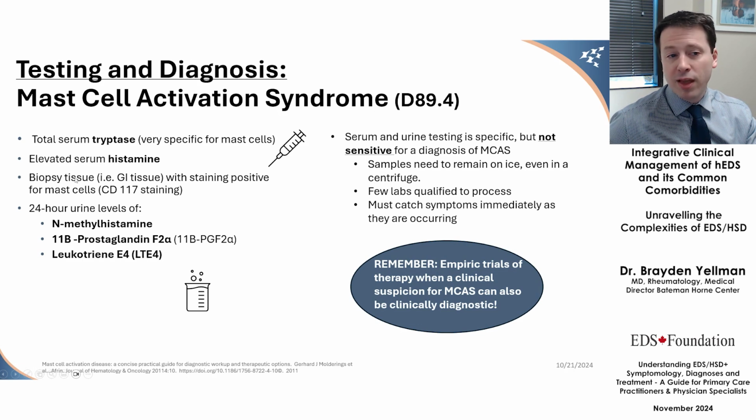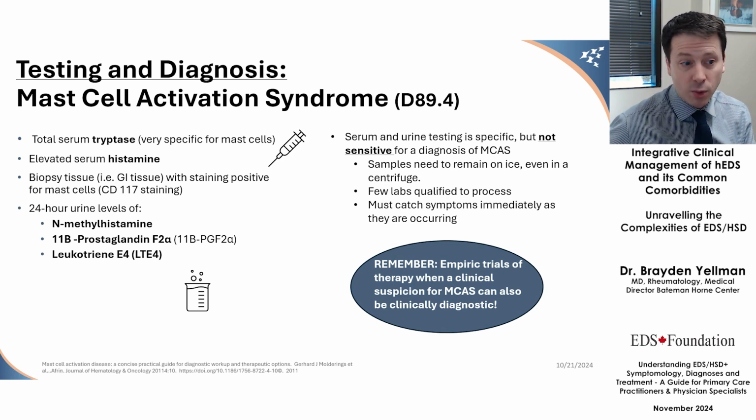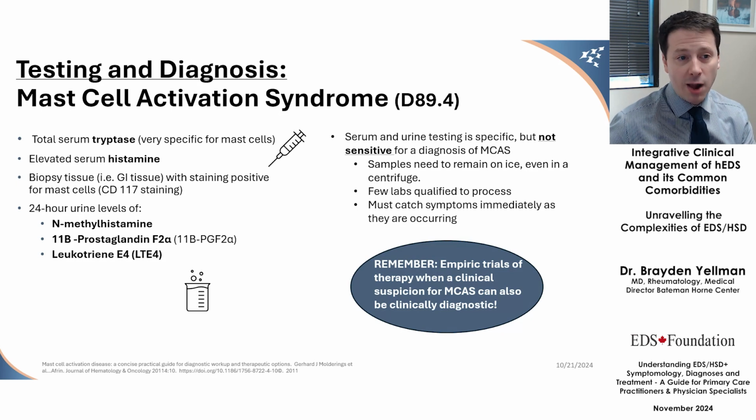The second thing that I reach for is a biopsy of tissue, especially GI tissue, and you want to do a CD117 stain. This is not a traditional stain that is done, but you have to ask for it. And you can actually go back to old slides. People had an EGD for another reason. They had erythematous mucosa in the GI tract. We have no idea why. Go back and stain it for CD117. You'll be surprised how many times you find mast cells everywhere.